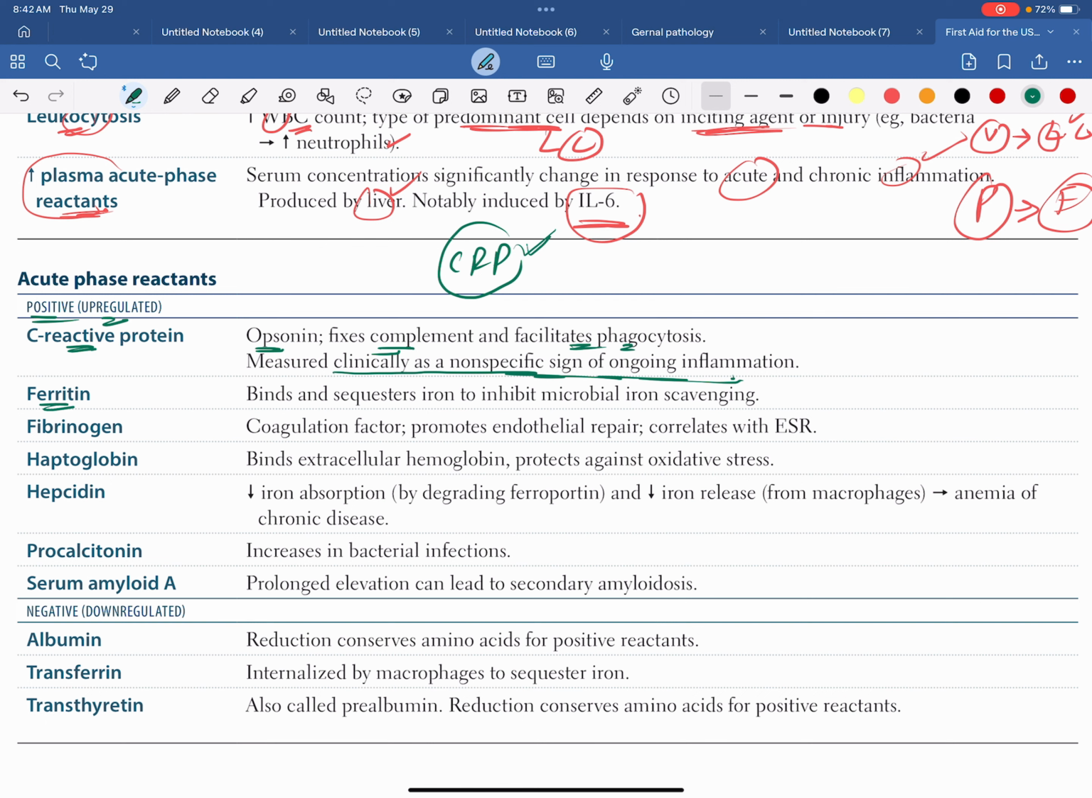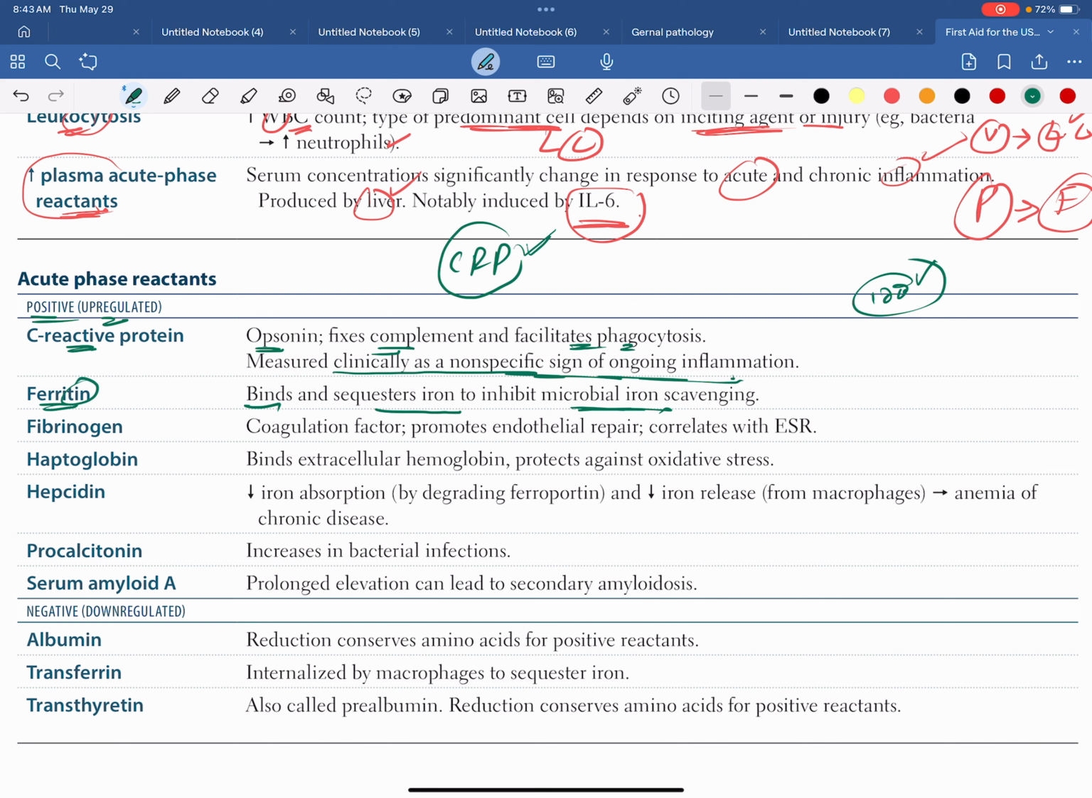Then after that, we have ferritin. Ferritin is again an acute phase reactant. When it is produced, it binds and sequesters the iron to inhibit microbial iron scavenging. So basically, just remember, iron is very important for bacteria. If the bacteria want to proliferate or want to continue the inflammation, that iron is very important. So during inflammation, if our body produces such a protein that will go and bind with iron, and the iron is not free for bacteria, then that bacteria can automatically die.